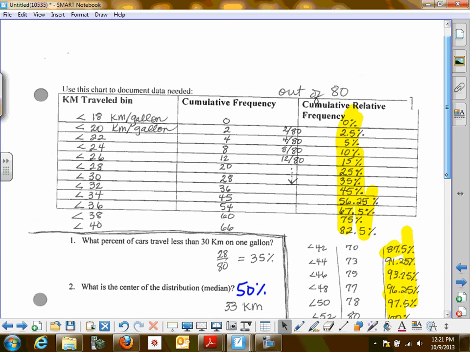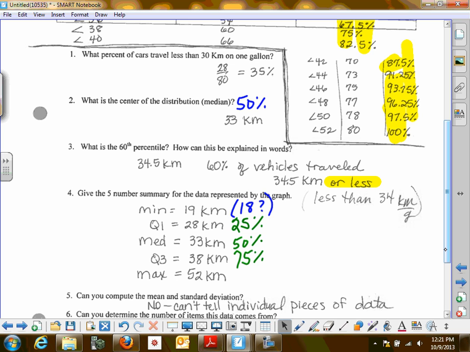And then the next question is, what's the 60th percentile? So I had drawn that in blue. And how can this be explained in words? 60% of the vehicles traveled 34.5 kilometers or less. If you have this word missing, then you are missing the whole entire concept of a cumulative graph. That's saying that everything up to this point. So if you don't understand that much or less, you are missing the whole reason of a cumulative graph.